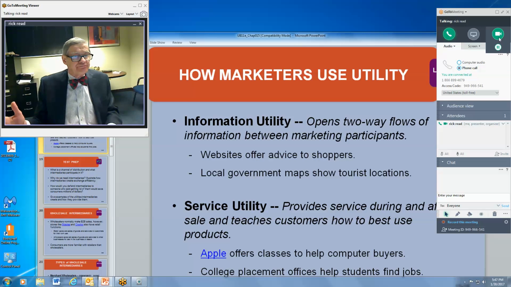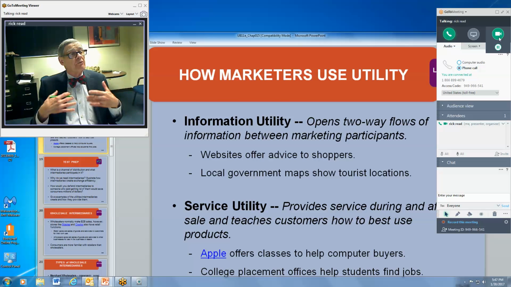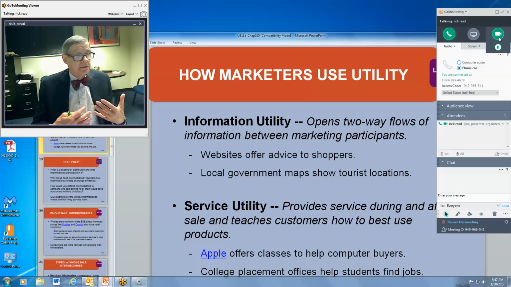Information is exactly what it says, and then service. Service is provided before, during, and after the sale. And this is what intermediaries do, especially wholesalers. And it's something we don't think about, but it's something that's done on an everyday basis, almost on an every transaction basis.